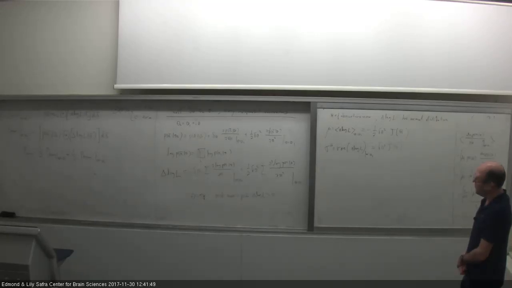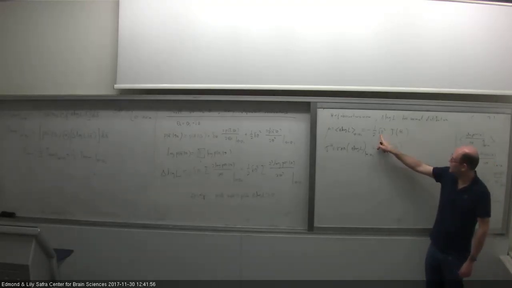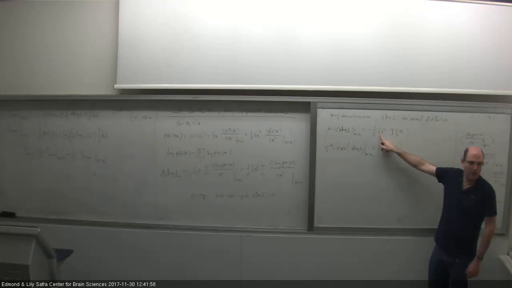In principle, I need to subtract now the mean squared. But you see that the mean is of order delta theta squared, so the mean square is already of order delta theta to the power 4. So under our assumptions, I can neglect it compared to this term.